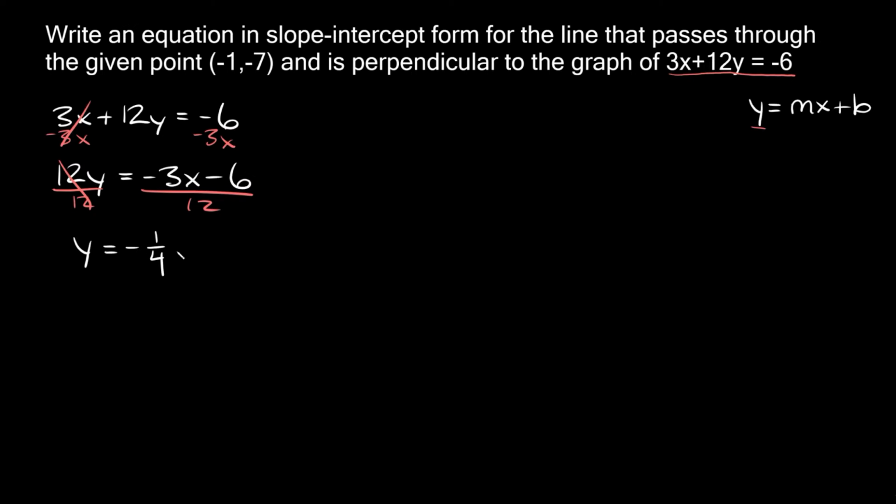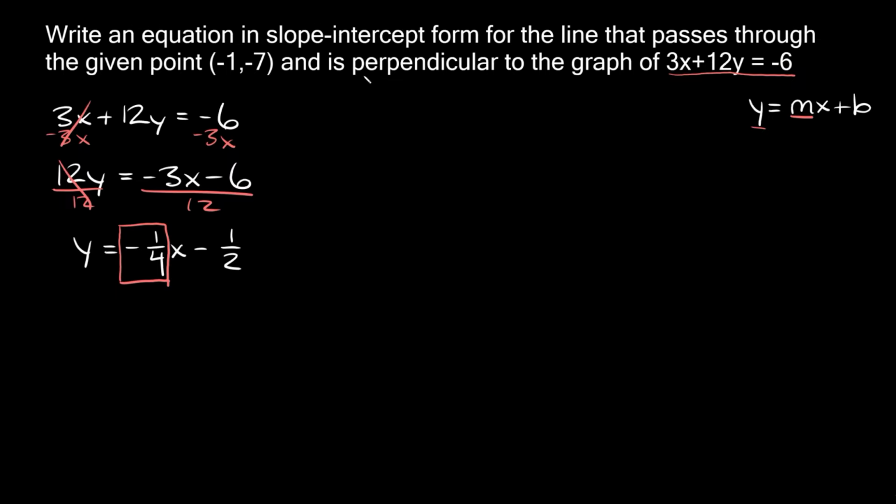And then we still have our x right there. And then here, -6 divided by 12 is -6/12, which reduces down to -1/2, right? So -1/2. Okay, great. Now that we rewrote this equation in slope-intercept form, we can see the slope more clearly. Remember, m, the number that's attached to the x, is your slope. So here you can see that the slope of this line is -1/4.